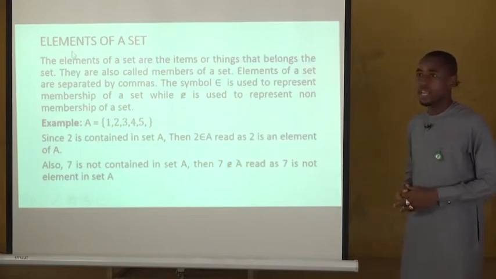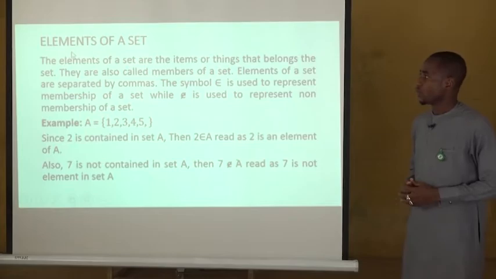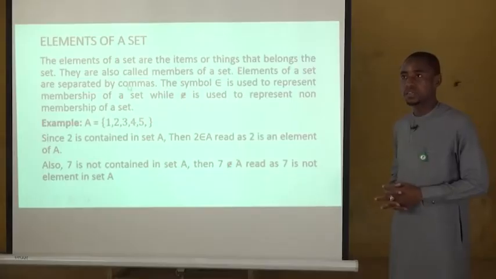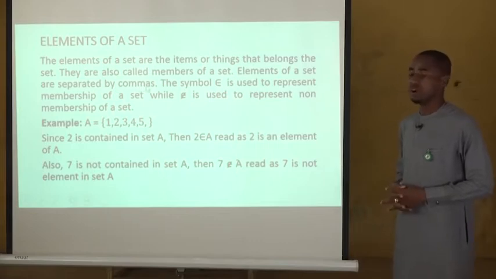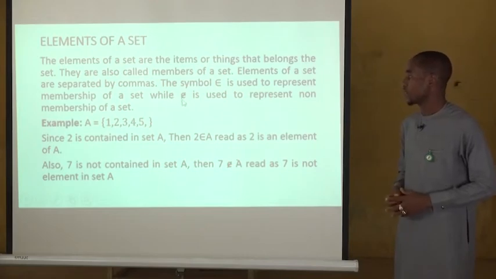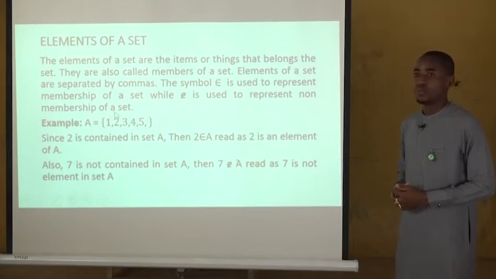Now let's see elements of a set. We said the elements of a set are the items or things that belong to the set. They are also called members of a set. Elements of a set are separated by commas. The symbol ∈ is used to represent membership of a set, while the other symbol ∉ is used to represent non-membership of a set.